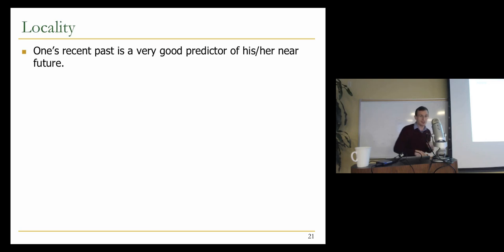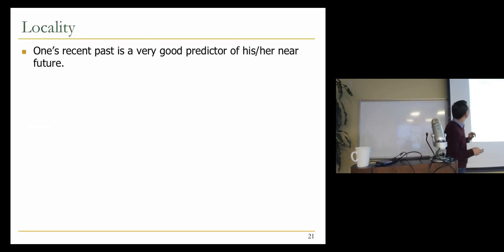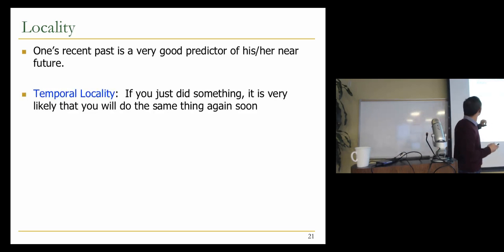Okay, so this actually works. Assume that you do not have prefetching for now. This kind of hierarchy works because of the locality of reference, the principle of locality. And this basically says one's recent past is a very good predictor of his or her near future. And this usually applies to a lot of things. I think we work by this principle as human beings also. For example, temporal locality, this is my analogy, if you just did something, it's very likely that you will do the same thing again soon.